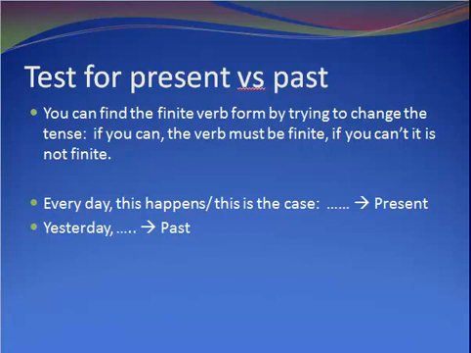So for present you could say every day this happens and then say what it is, or every day this is the case, which you would need if the verb is not actually a doing, doesn't express an activity, something that is being done. And then for the past you can say yesterday and then stick in the sentence. So let's have a go.